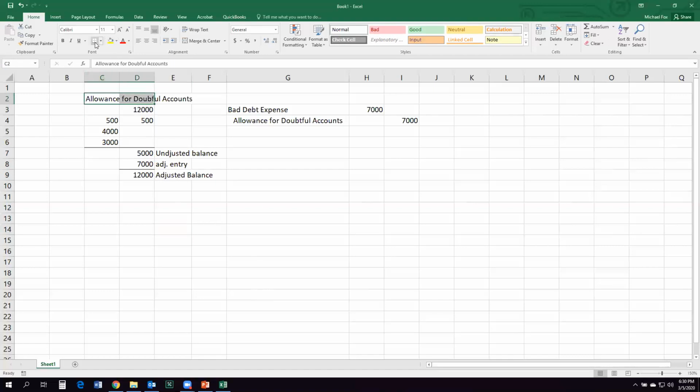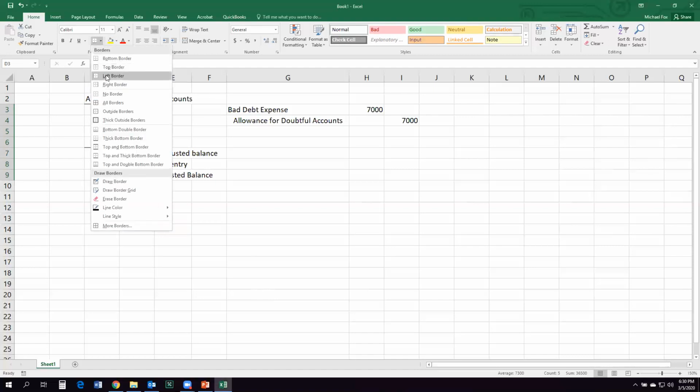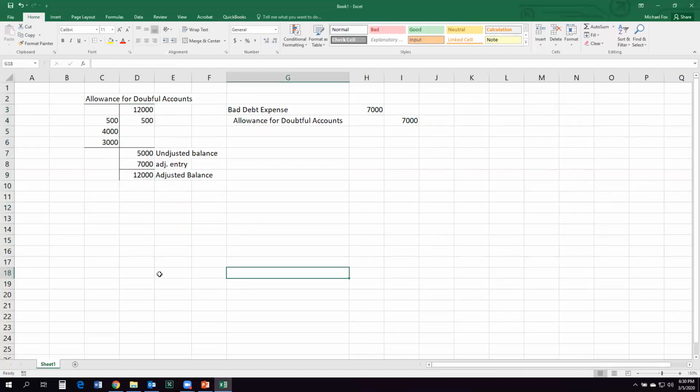So there will be a ledger, and then we'll do an entry to get to the estimated allowance. Because what you have to know is what my unadjusted balance is at the end of the year, and what they estimate is uncollectible in the next year, and then you have to make that adjusting entry to bring the account up to that uncollectible amount.